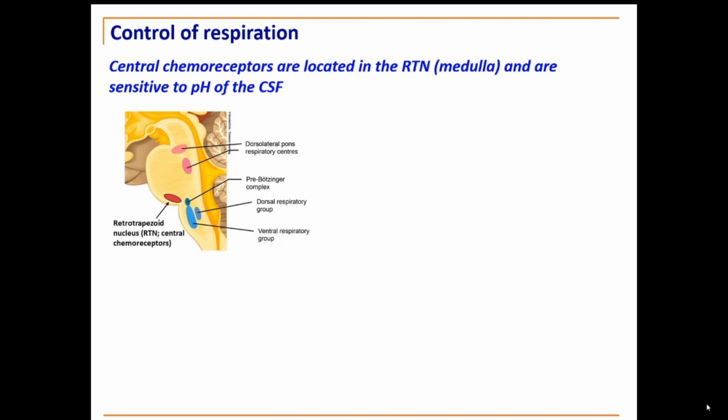As we've already mentioned, the central chemoreceptors are located in the RTN, the retrotrapezoid nucleus. They're present within the medulla, and they're sensitive to the pH within the CSF itself.